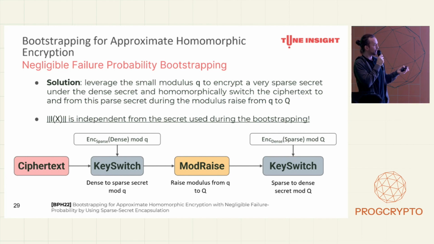And the idea is to encrypt this very sparse secret at this small modulus, homomorphically switch to this new secret, raise your modulus back to the big modulus, and then switch back homomorphically to the original secret key. So what this enables is to decorrelate the complexity of the bootstrapping from the secret key that is used for the rest of the circuit. And because you are able to use a much sparser secret than you would be able to if you used the original secret, you can have a nice polynomial approximation which has an interval that is large enough so that you can prove that the failure probability is as small as the security parameter.